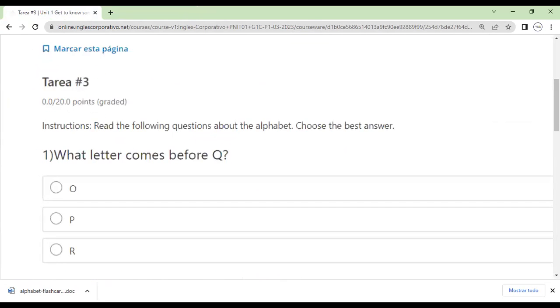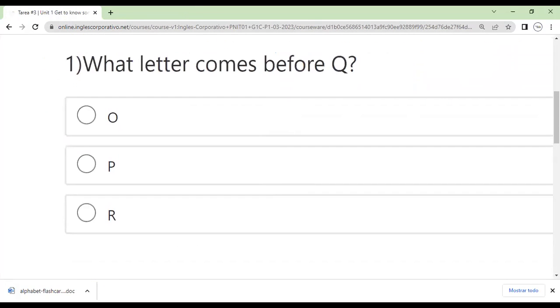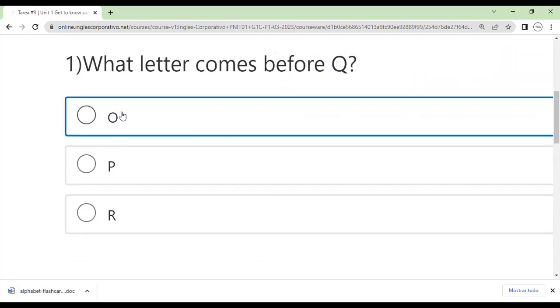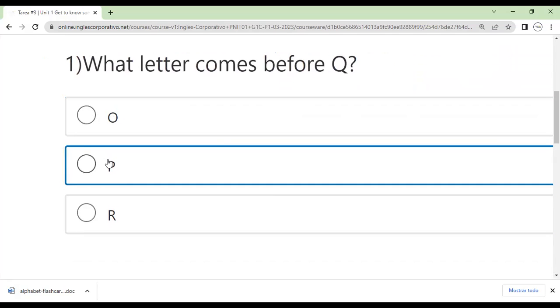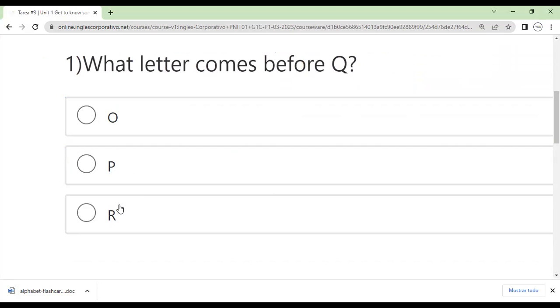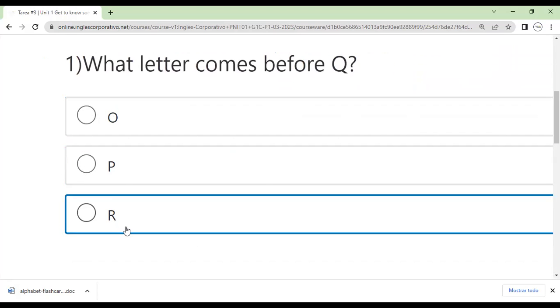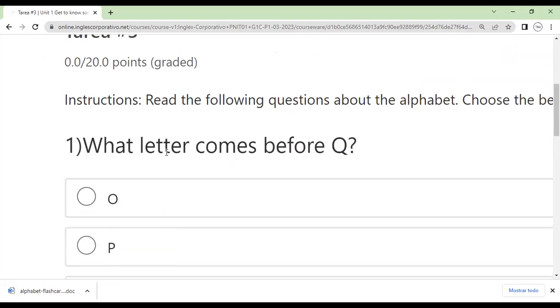Give me 1 second, please. Oh, okay. It's my mistake. Okay, what letter is this one? O. What letter is this one? P. What letter is this one? R. So what is the letter that comes before Q? P.